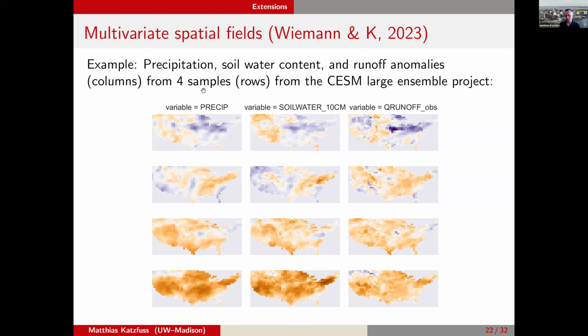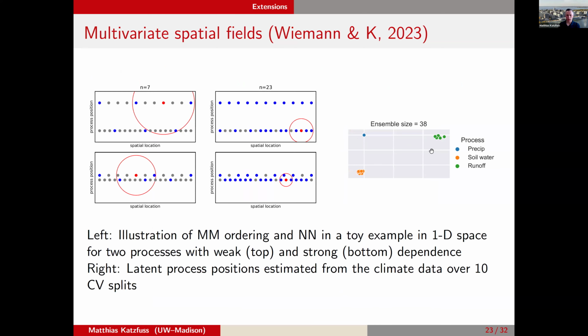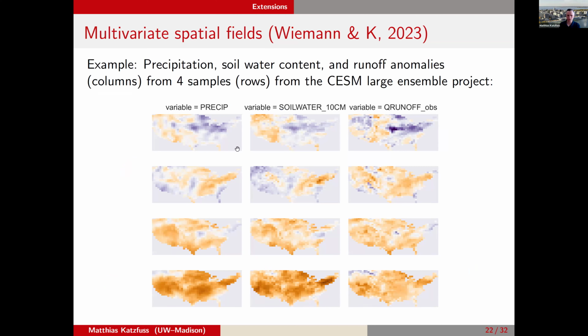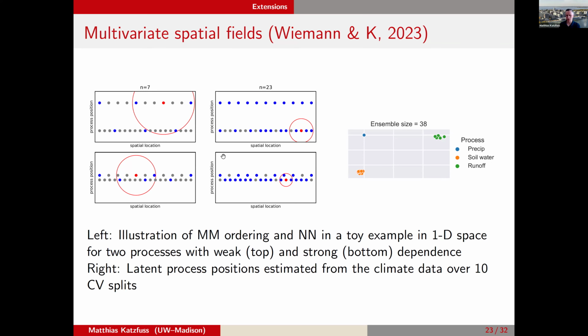And so we would like to now, again, from a very small number of samples, a very small number of rows here, learn the joint distribution for each of those spatial fields, but also jointly for the 3 different variables that we have in this case: precip, soil water, and runoff. The way we do this is, roughly speaking, to apply the same techniques as before, but now in an extended space. So here we have 2 spatial dimensions, let's say longitude and latitude. And now we're adding dimensions to that to say how far processes are apart in some latent space.